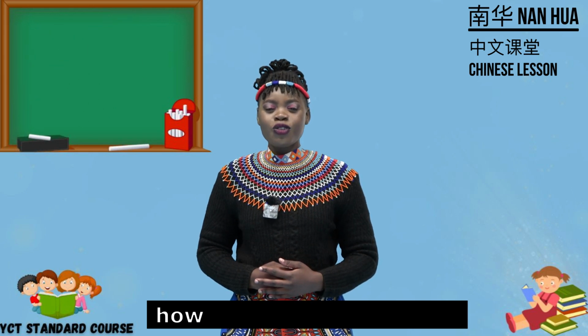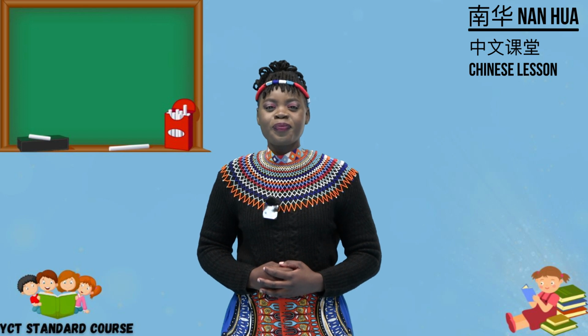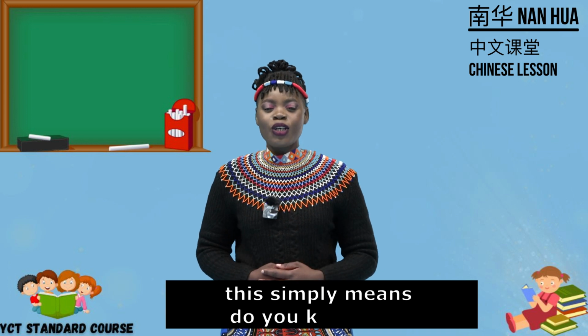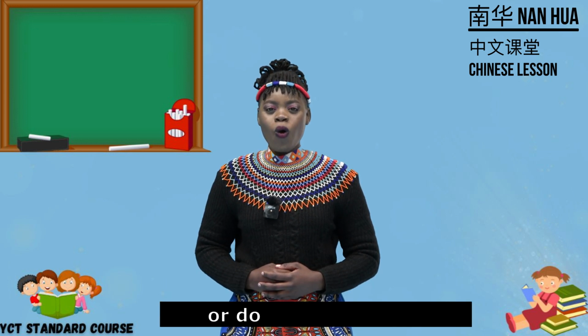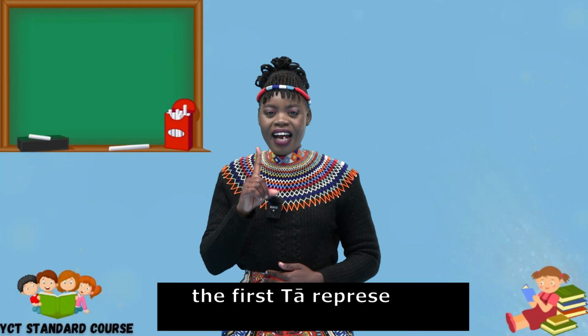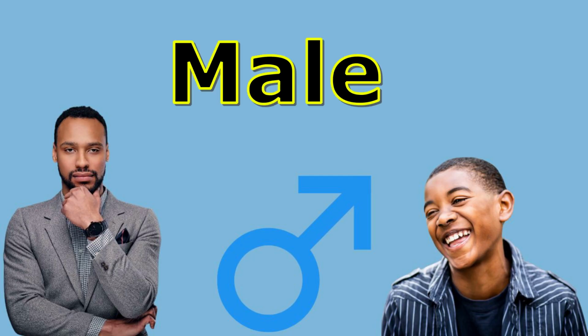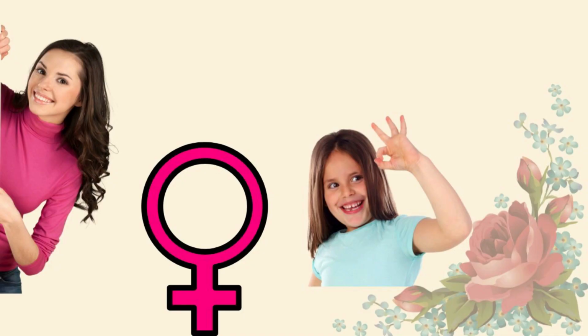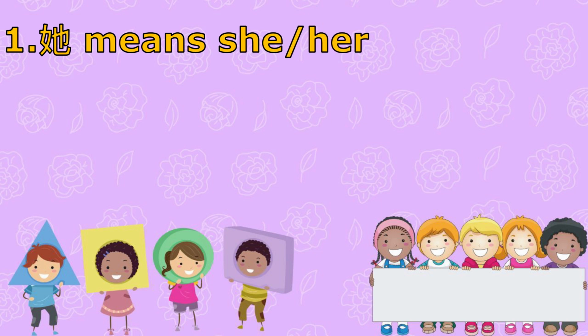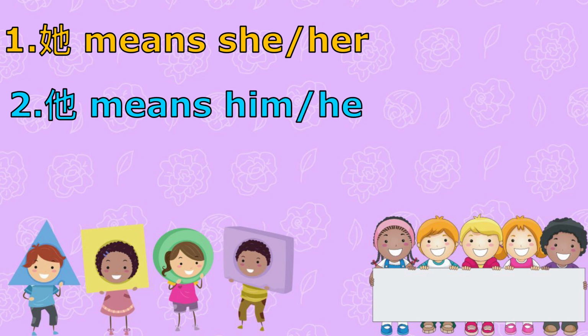Today, we continue learning how to introduce yourself. 你认识她吗? This simply means, do you know her? Or do you know him? We have two types of ta. The first ta represents a male, and the second ta represents a female. Ta means she or her. Ta also means him or he.